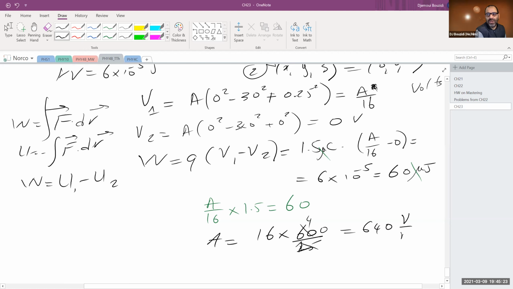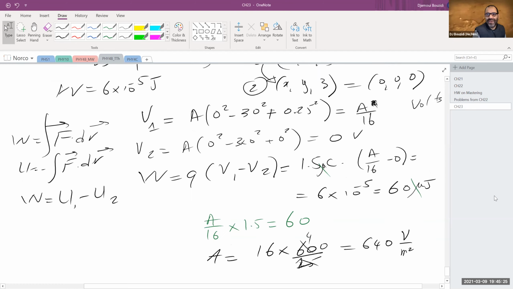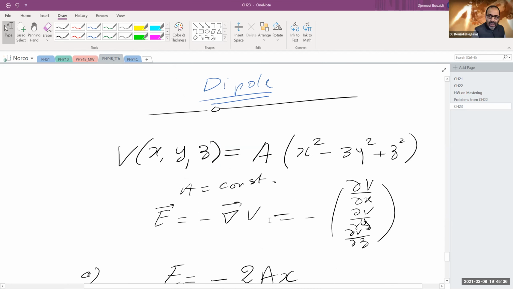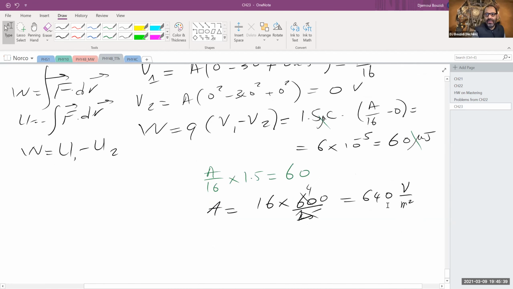The units now have to be volt per meter squared, because I'm multiplying this A by a meter squared, then a meter squared, then a meter squared to get a volt. So A had better have units of volt per meter squared. Make sense of how I got this number?